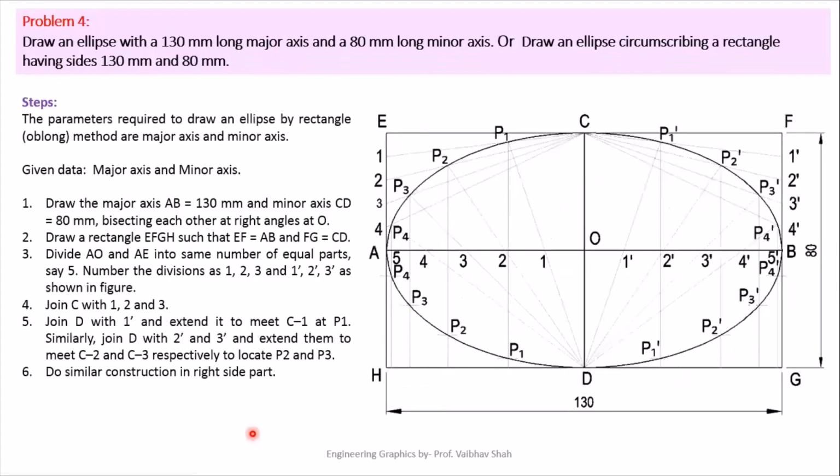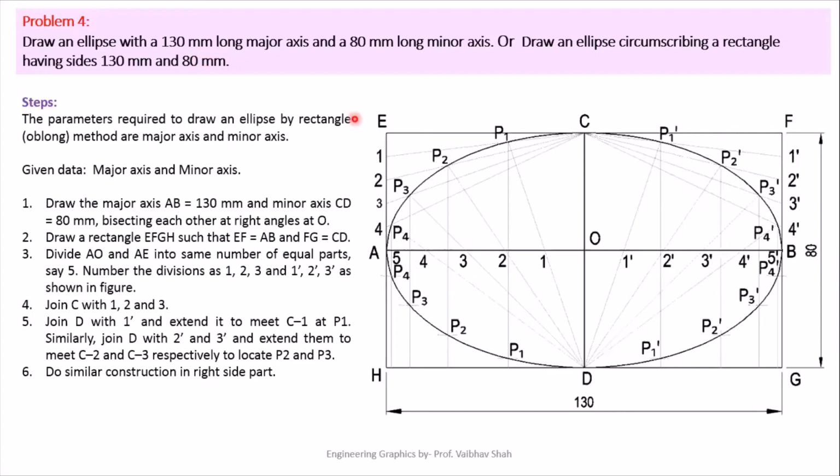So now, let us see one more example. Problem 4. Draw an ellipse with a 130 mm long major axis and an 80 mm long minor axis. Or draw an ellipse circumscribing a rectangle having sides 130 mm and 80 mm. Circumscribing means you have to draw an ellipse inside a rectangle having these dimensions, 130 mm and 80 mm, which is the same as your rectangle method.